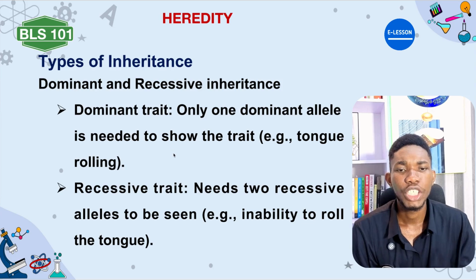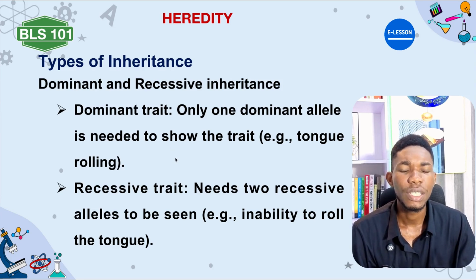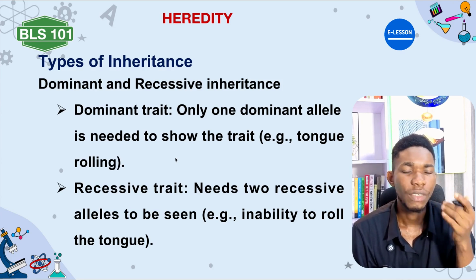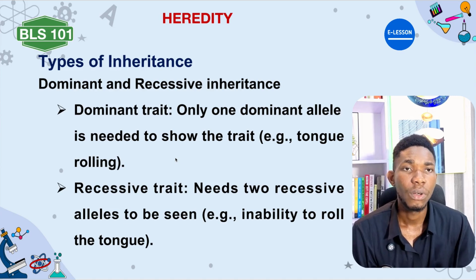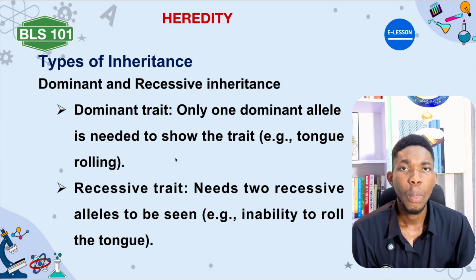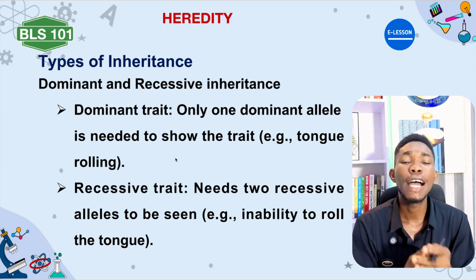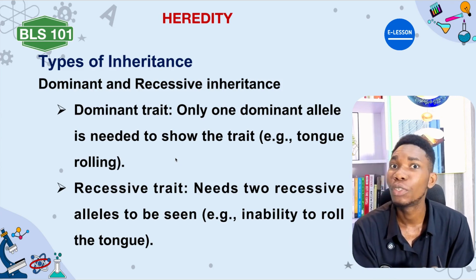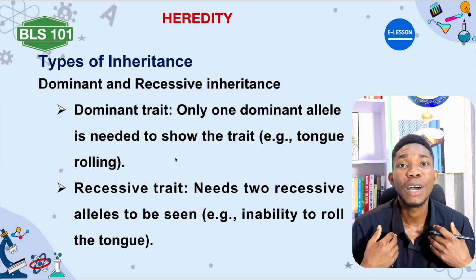I've talked about dominant traits. Only one dominant allele is needed to show the trait. Such a trait is a dominant trait. For instance, tongue rolling. There are some persons that can roll their tongue, while there are some that cannot. For instance, me, I can roll my tongue. You can see it. Ability to roll the tongue. Are you getting it? That one is a dominant trait. It's either you know how to roll your tongue or you don't. Are you getting it?